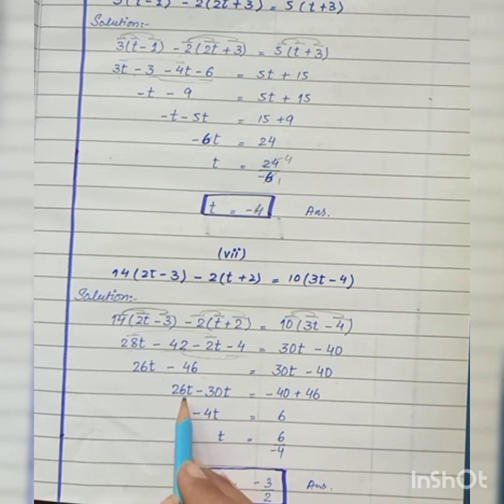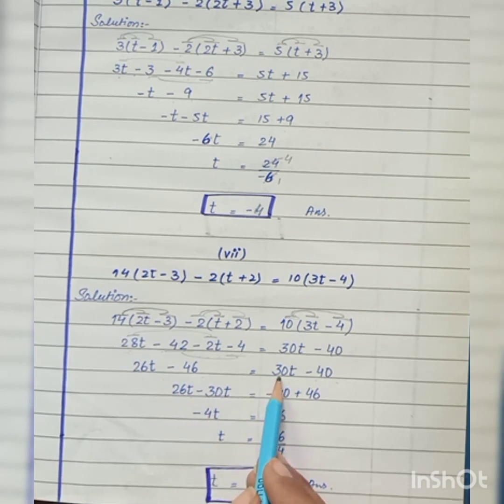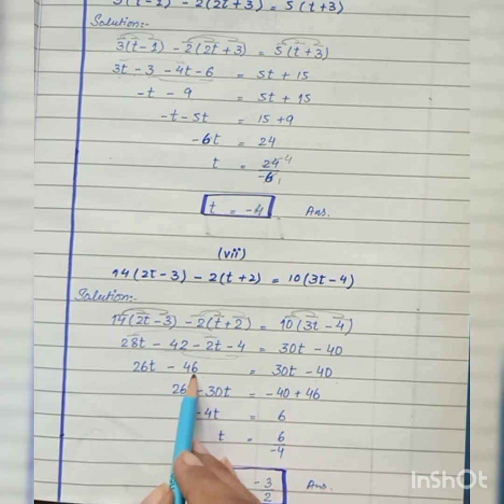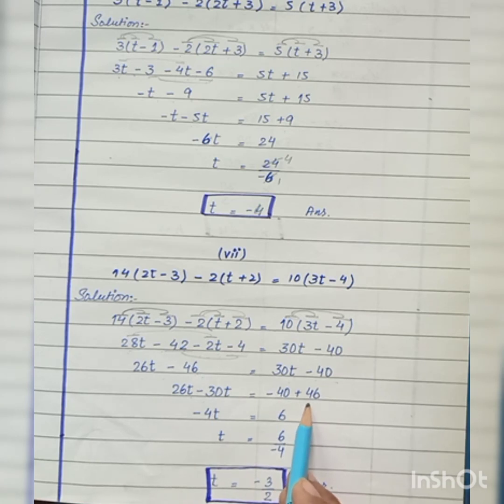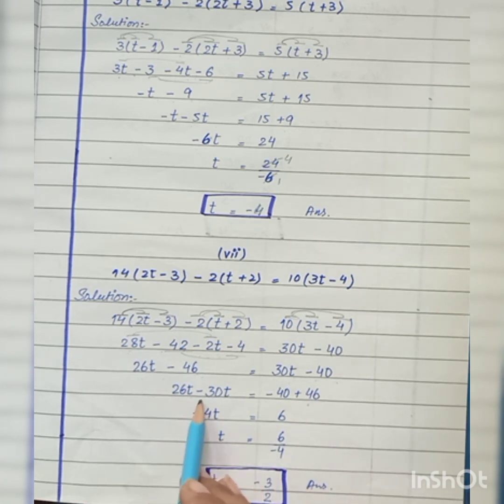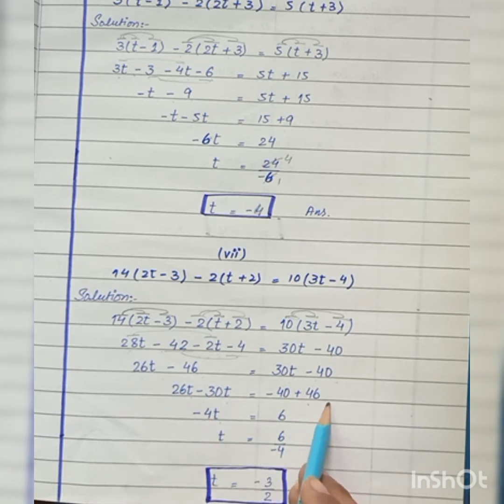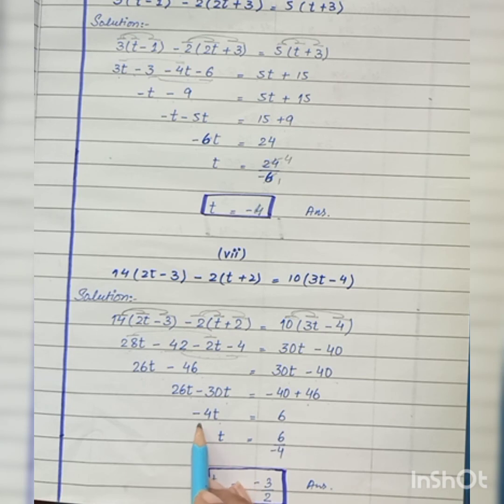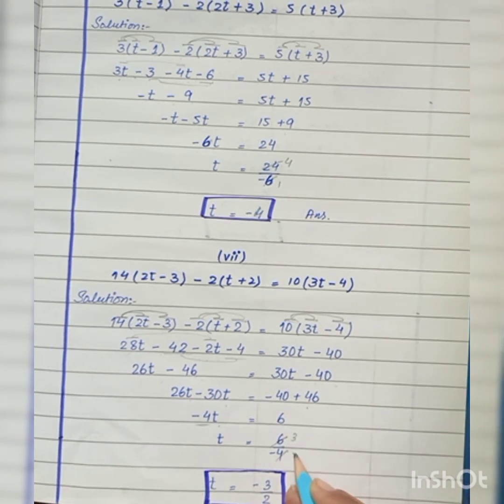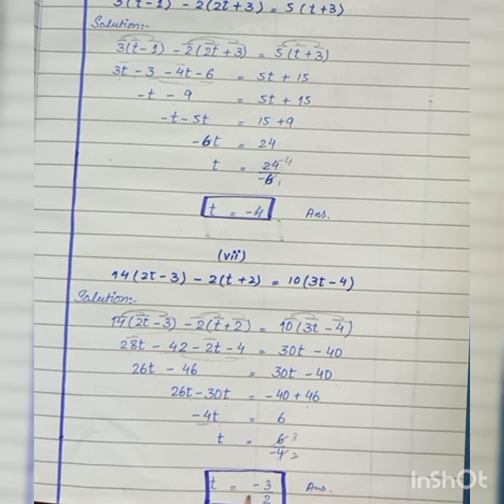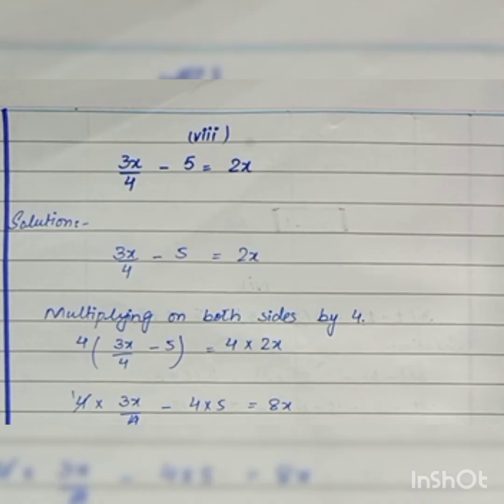Now we will arrange the values. 26t as it is and 30t will subtract here, minus 46 will get added at another side. Now 26t minus 30t gives the answer minus 4t, minus 46 plus 40... minus 40 plus 46 is equal to 6. Minus 4 is multiplying here at the right hand side, it will get divided, 6 divided by minus 4. Now 2 3s are 6 and 2 2s are 4, 3 by 2, minus 3 by 2 is the value of t and it is our required answer.